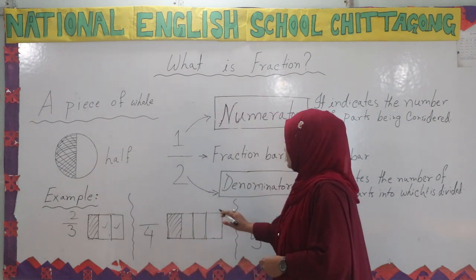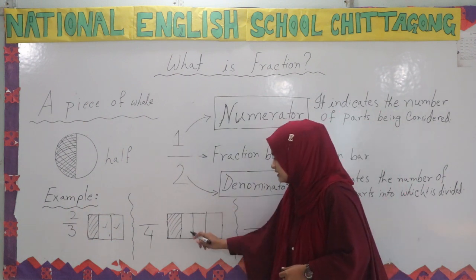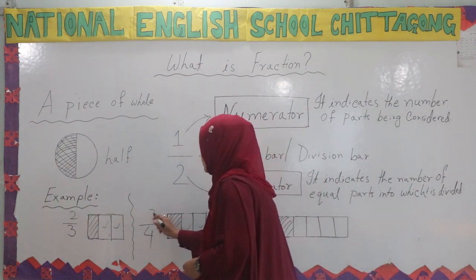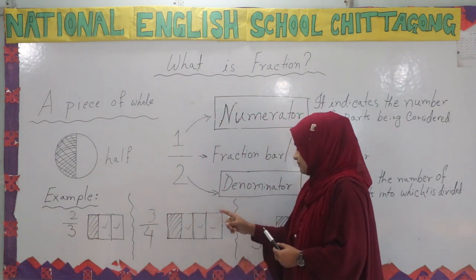And now, the next. How many parts did your friends get from this candy or chocolate? 1, 2, 3. So your friend will get 3 by 4 or 3/4 of this chocolate.